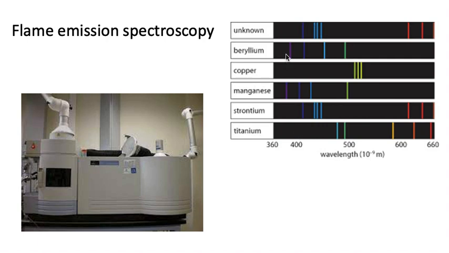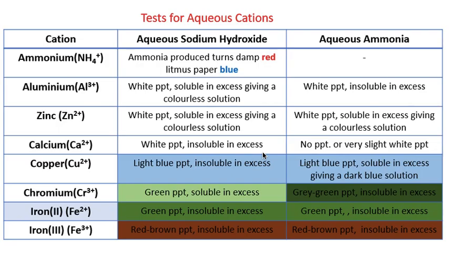Each cation produces its own unique spectrum, which acts as a fingerprint for that cation. An unknown spectrum can be identified by comparing it with the spectra of the known cations. This unknown sample, for example, clearly belongs to strontium because they have the same spectral lines. Flame emission spectroscopy is expensive and requires technical training.